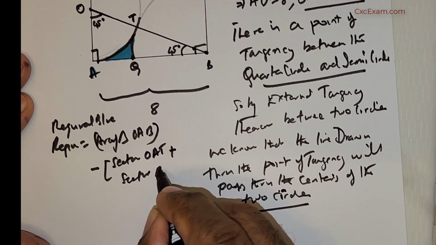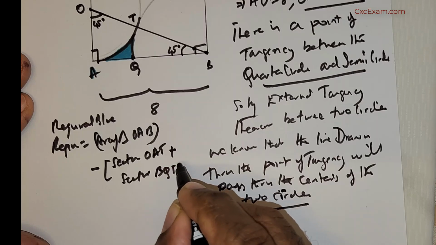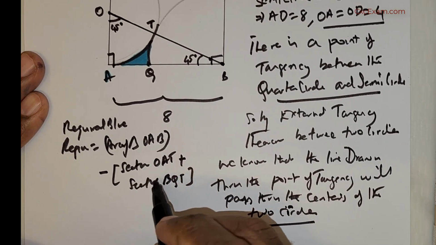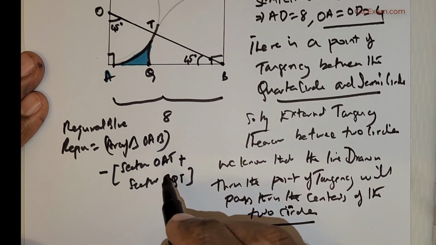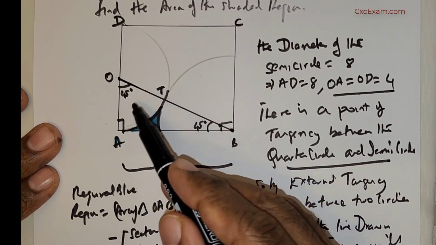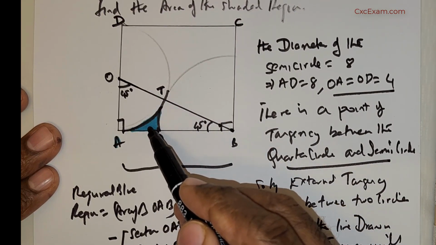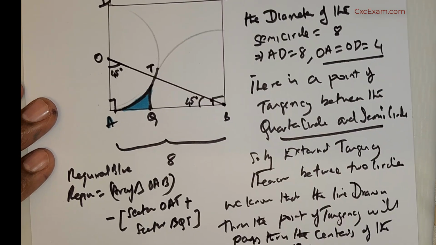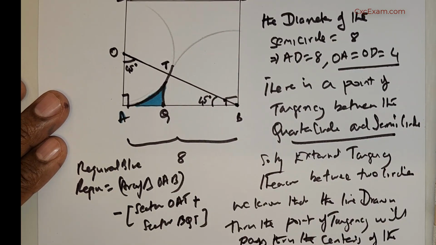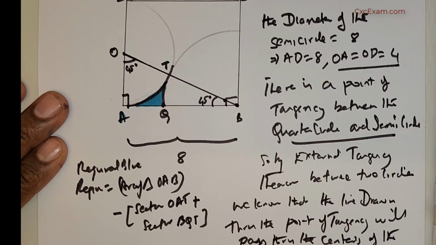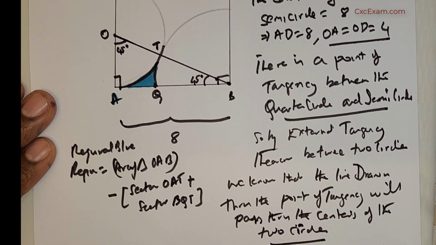Sector BQT. So these two sectors I'm going to take away, right? So if I take away from the triangle these two sectors, I will get this. So this is a lovely question, and let us do that. Okay.